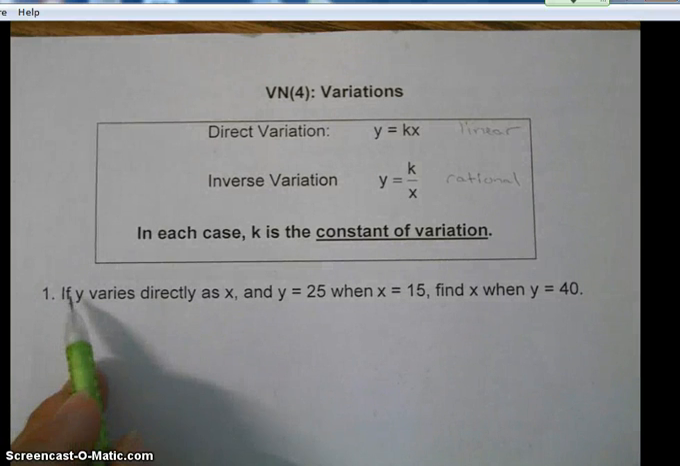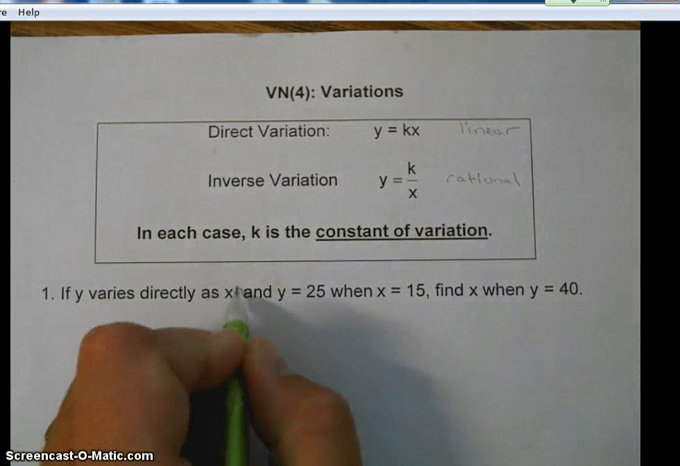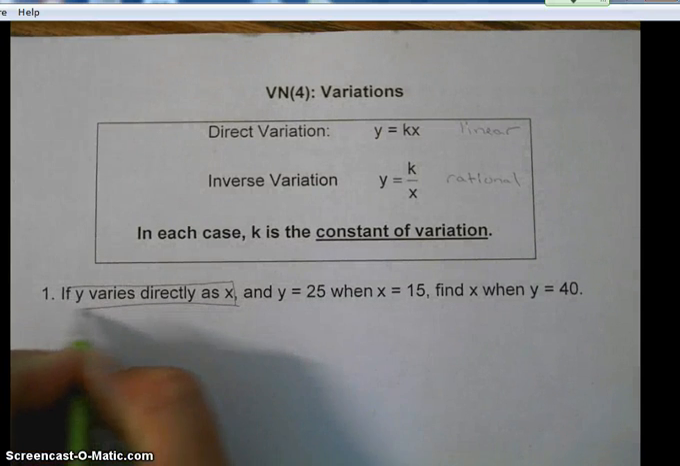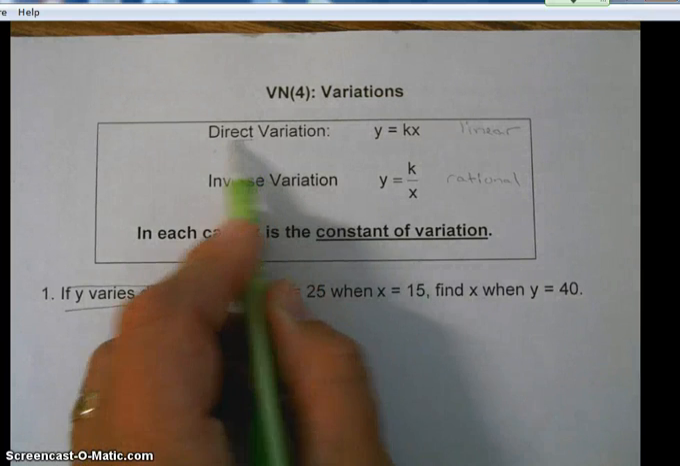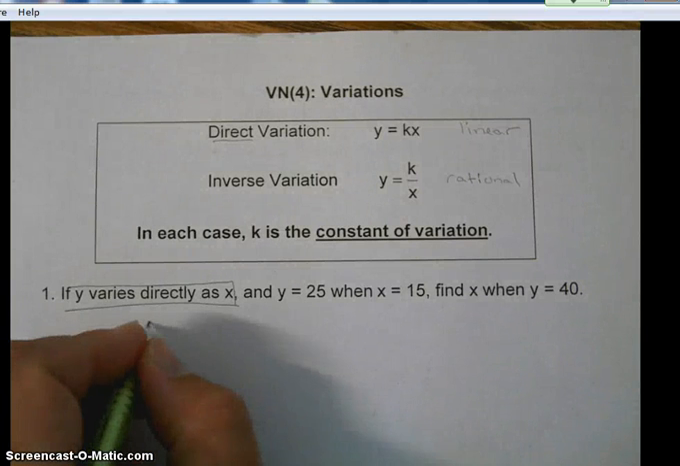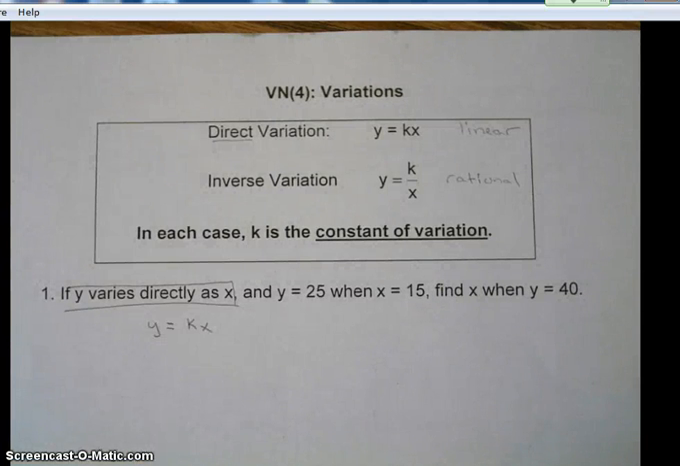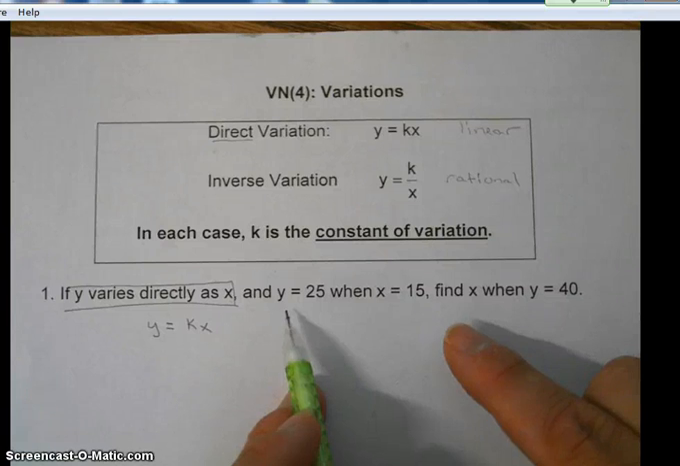So first thing we're going to do is we're going to read the first part here. It says, if y varies directly as x. So what this tells you right here, notice it says varies directly. So directly tells you to use the direct variation. So we're going to go ahead and start by writing down the equation. Okay, then they give us some information to help us find k, the constant of variation.